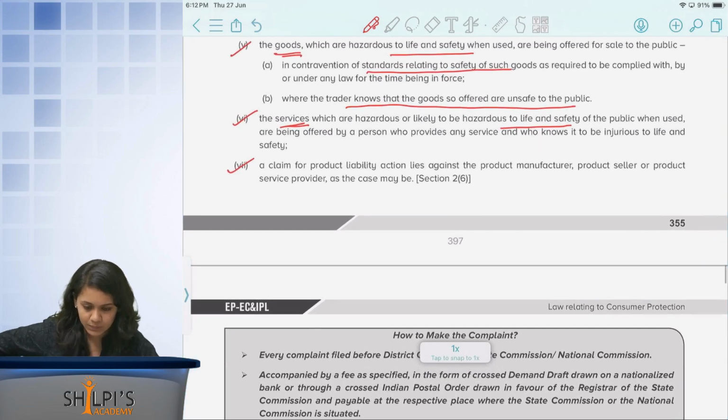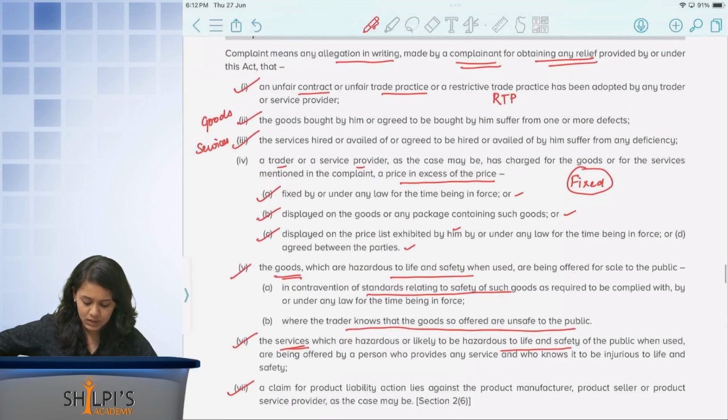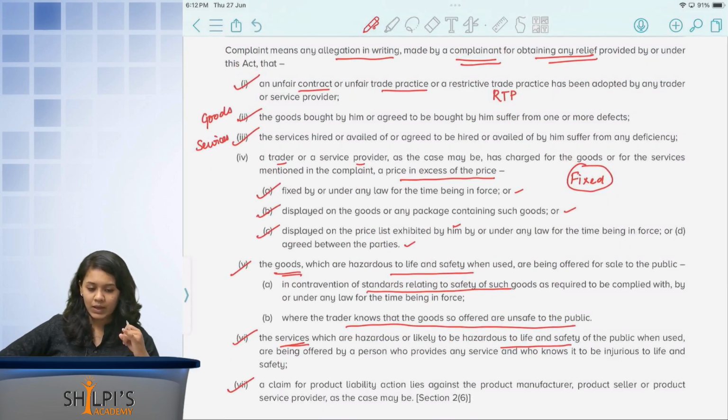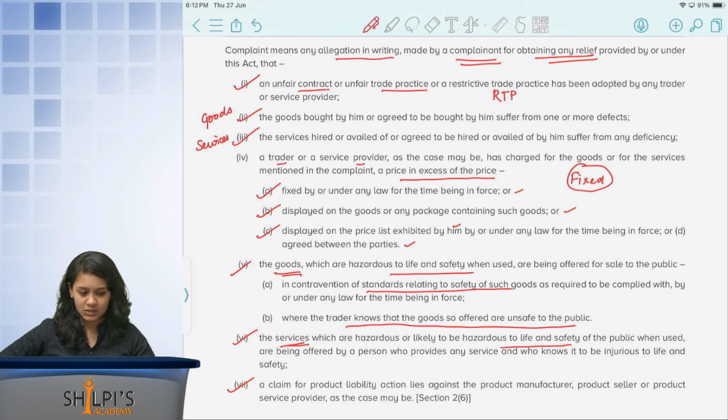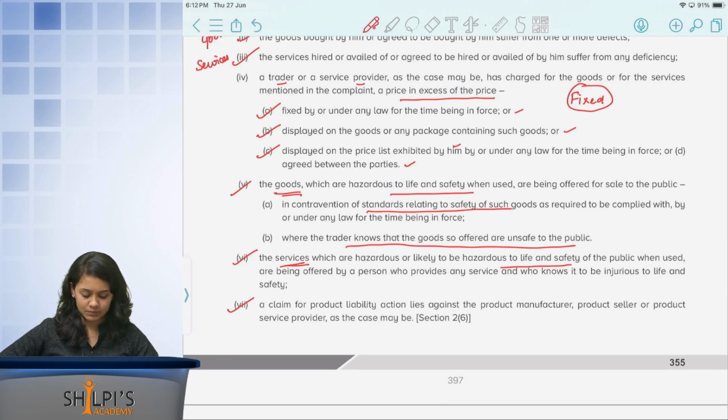Let's quickly summarize this. A complaint is with regards to any allegation in writing made by the complainant for obtaining a relief. With regards to what? With regards to any unfair contract or restrictive trade practices, any goods or services which had deficiencies in them, the price which was not in accordance with law or as displayed on the package, or the 2 other points, goods which are harmful to life and safety, services which are hazardous to life and safety, and lastly, product liability action.